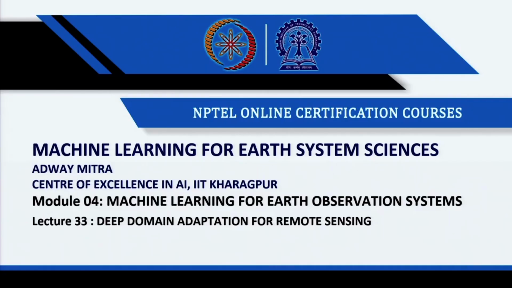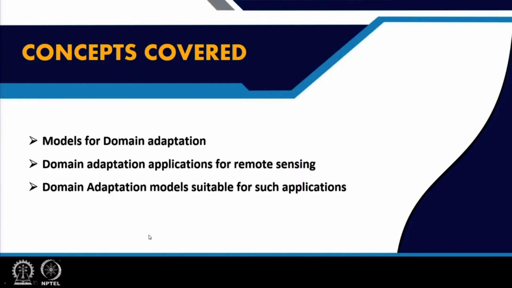Hello everyone, welcome to lecture 33 of this course on machine learning for earth system science. We are currently in module 4. In fact, this is the last lecture of module 4, where we are discussing the various applications of machine learning in earth observation systems. The topic of this lecture is deep domain adaptation for remote sensing.